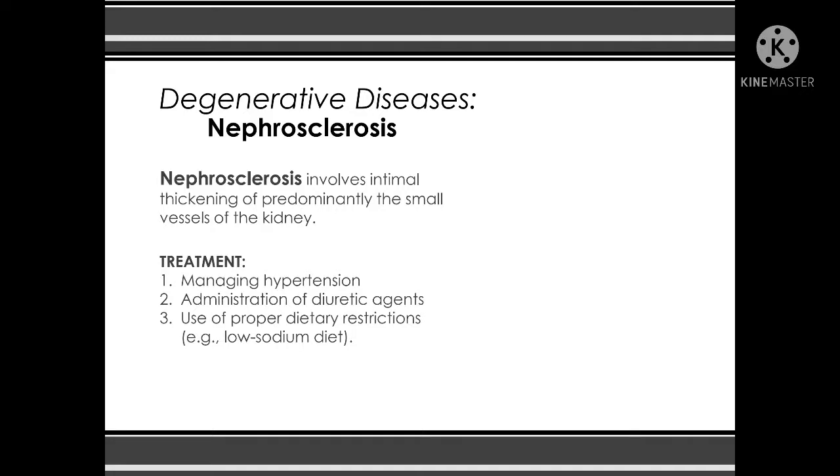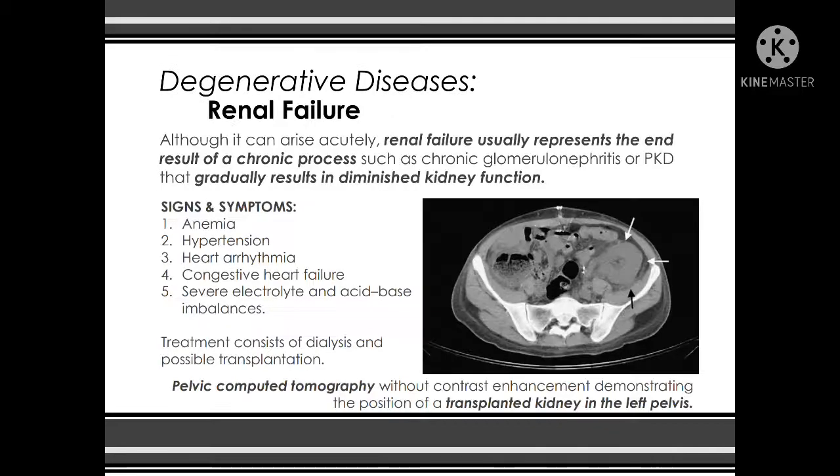Now let us proceed with the degenerative diseases of the urinary system. First, we have nephrosclerosis. It involves intimal thickening of predominantly the small vessels of the kidney. So it is part of the normal aging process. So the treatment for this could be managing hypertension, administration of diuretic agents, and use of proper dietary restrictions, for example, a low sodium diet.